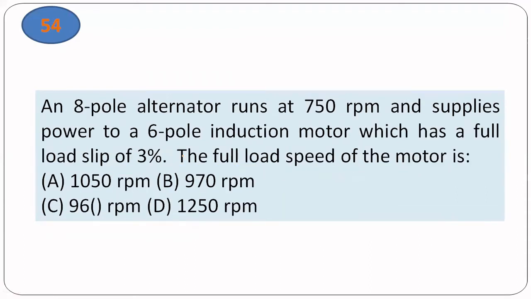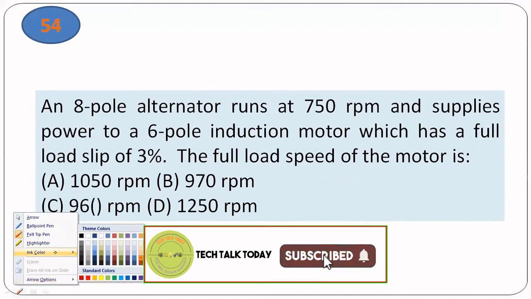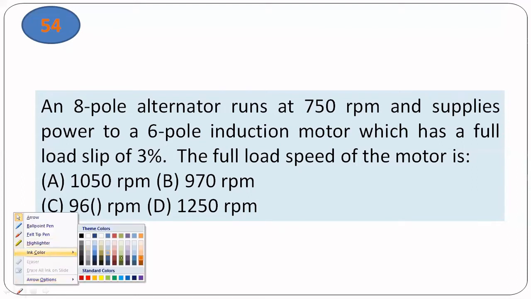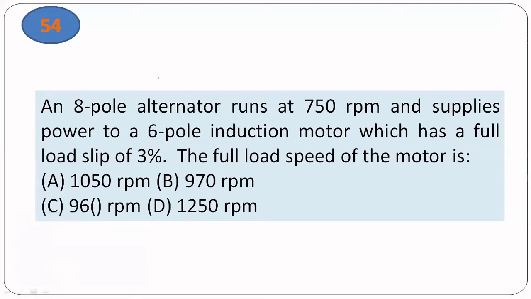Next is with respect to coupling of alternator and induction motor. Okay, let us look into the question and what are the factors we have to calculate. It says that an 8-pole alternator runs at 750 rpm and supplies power to a 6-pole induction motor, which has a full load slip of 3%. Now we have to calculate the full load speed of the motor. Okay, let us try to have the solution for this.